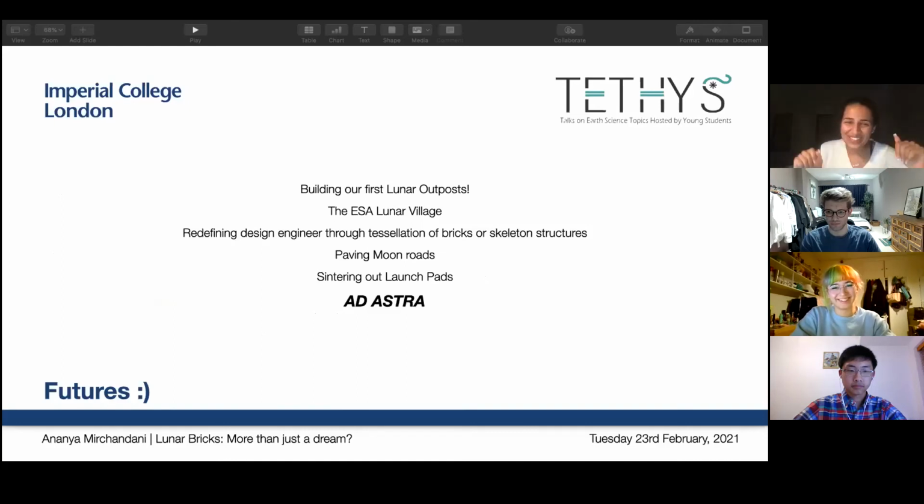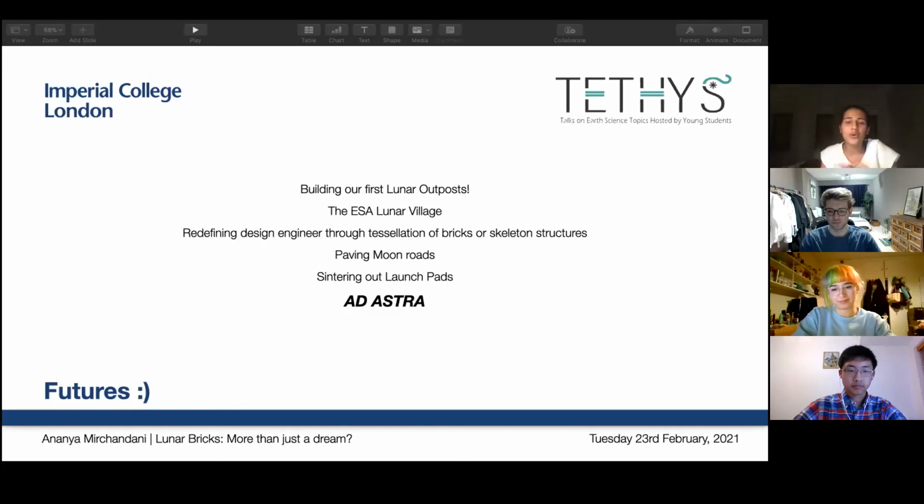Anyways, we are going to build our first lunar outpost by the time we probably all graduate with our PhDs. Exciting. And ESA will have Lunar Village up by the 2050s. We're redefining design engineering not only for space, but also for here on Earth. We're looking at tessellating bricks and creating skeleton structures.